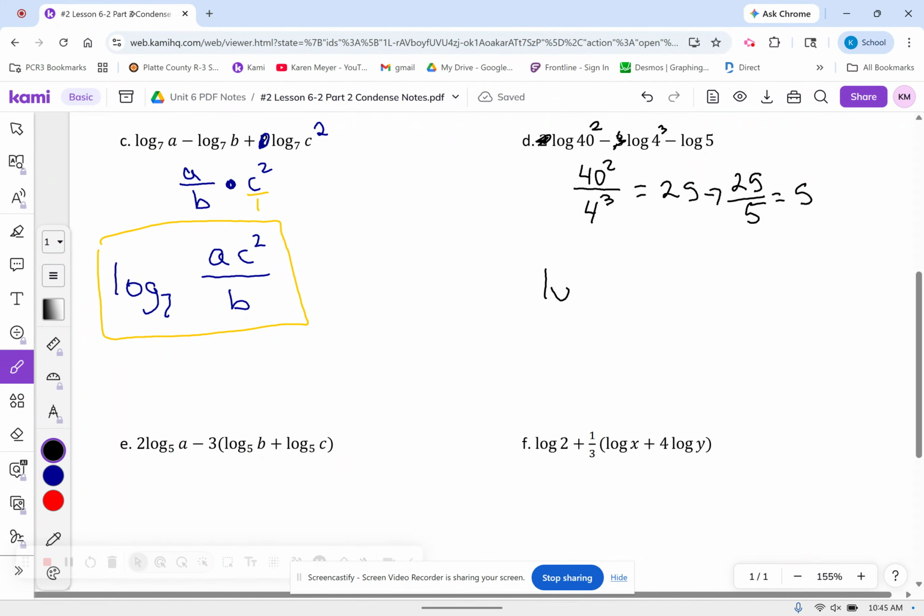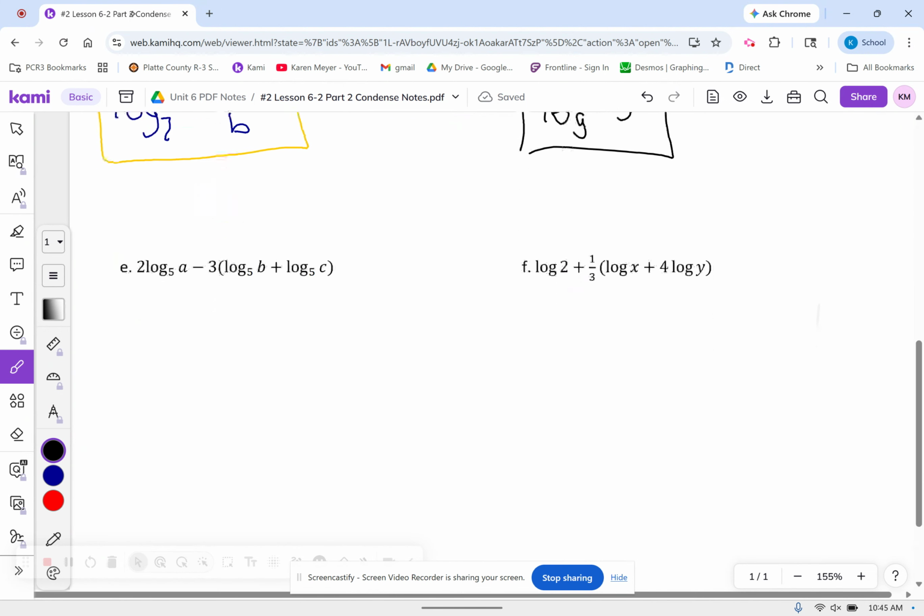So now I'm just going to write my log one time, and then I've simplified this all the way down to just the number 5. So log 5 is your answer. So if you have one that has all numbers, then you need to work it out. Just go step by step by step by step, and then you can put log in front of the final number when you have worked it all out.